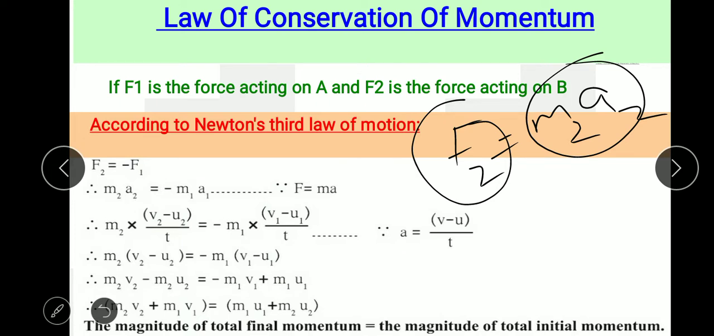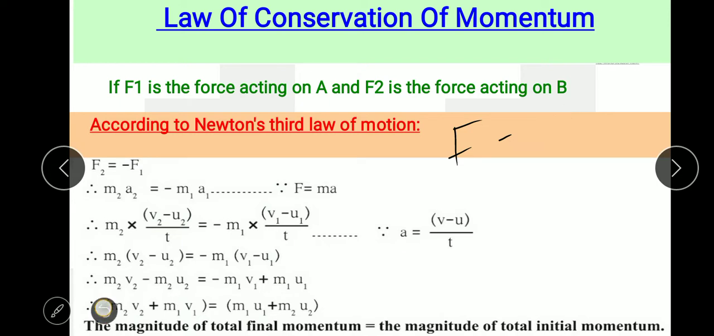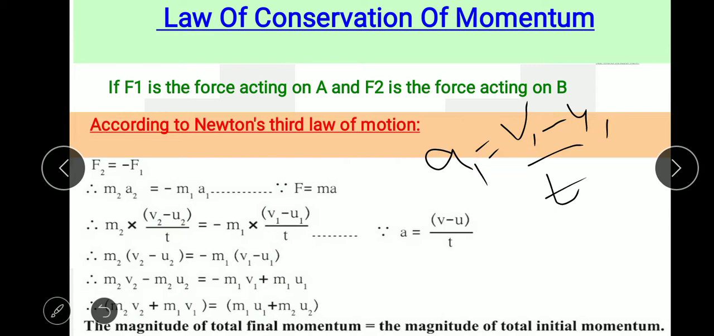Now students, when you see acceleration a, it has the formula a is equal to final velocity minus initial velocity upon t. Acceleration is equal to final velocity minus initial velocity upon t, students. So here I'll put a1 is equal to v1 minus u1 upon t. The time interval is the same for both the objects.